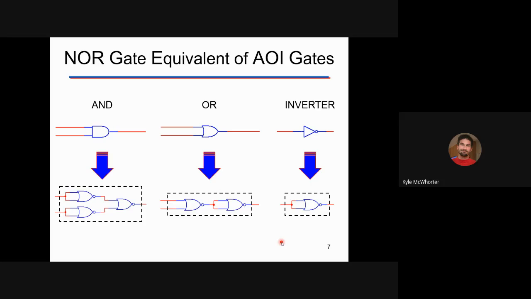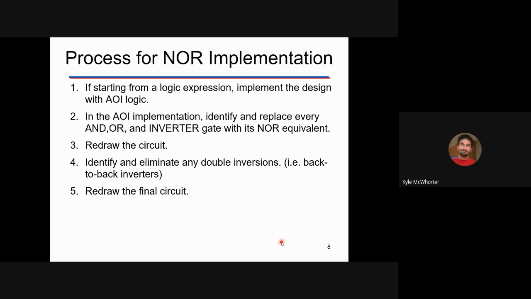So now we're going to look at an example, and we're going to use the same circuit we did when we were studying NAND gates. And this will be the process that we follow. So first we implement the AOI logic. So we're going to draw our circuit using AND, OR, or inverter gates.